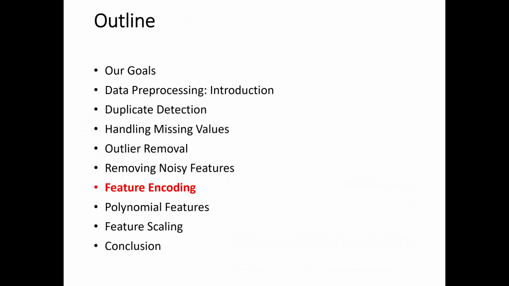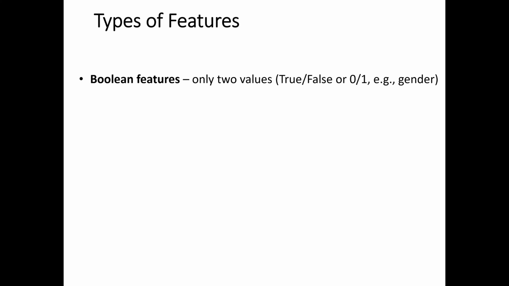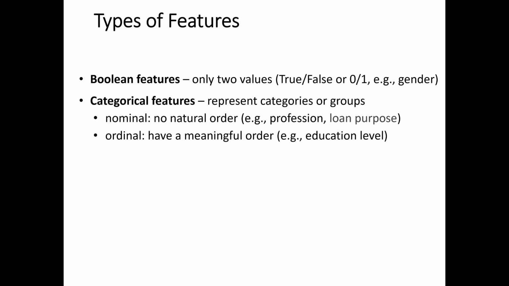And now we move on to the topic of feature encoding. But first, let's take a look at different types of features. Boolean features have only two values, true, false, or 0, 1. For example, gender, the fact of owning property, or the decision to issue a loan. Categorical features represent categories or groups. They are divided into two types: nominal, which have no natural order, for example, profession or loan purpose, and ordinal, which have a meaningful order, for example, education level.